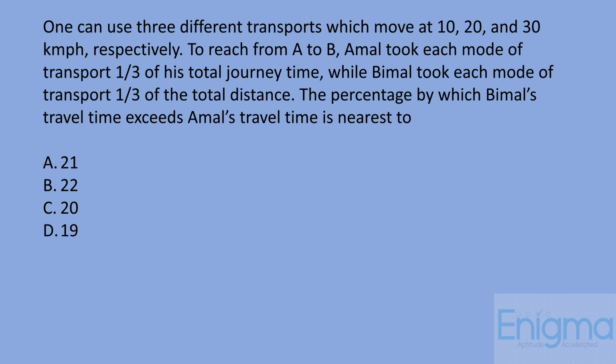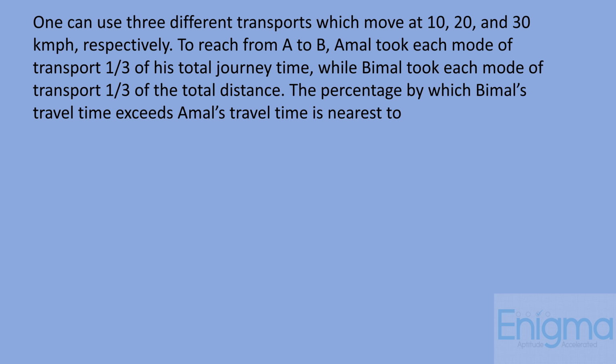One can use three different transports which move at 10, 20 and 30 kilometers per hour respectively. To reach from A to B, Amal took each mode of transport one-third of his total journey time, while Bimal took each mode of transport one-third of his total distance. The percentage by which Bimal's travel time exceeds Amal's travel time is nearest to 21, 22, 20 or 19.